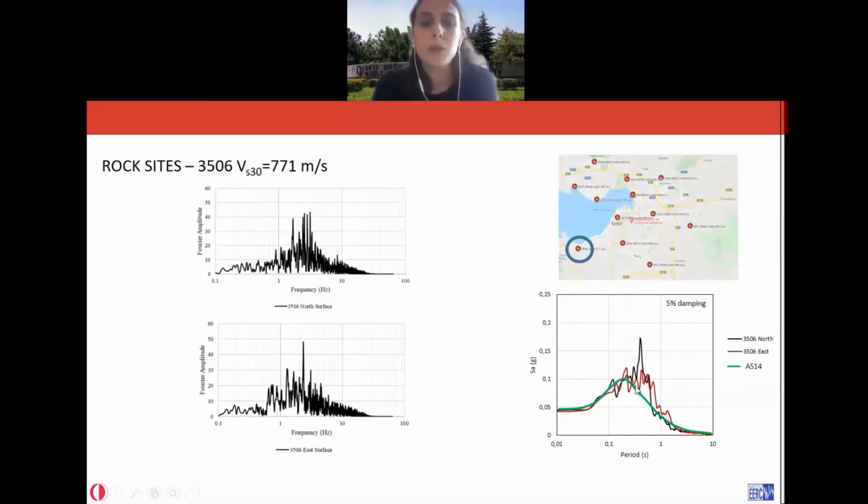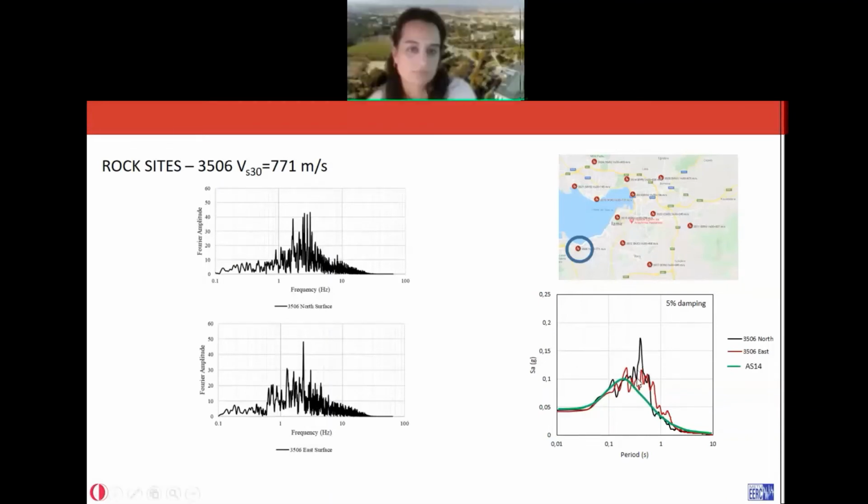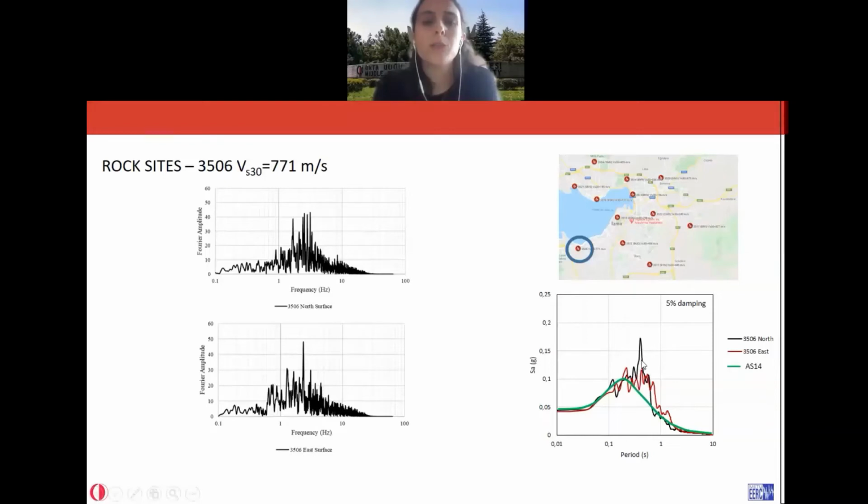When we compare the response spectra with the available ground motion prediction models, we selected Abrahamson and Silva 2014 from the NGA-West2 model, as it is very well explained by Dr. Gülerce. They are compatible with each other just for the period range of 0.5 to 0.8. Ground motion prediction models do not capture the response for this station.